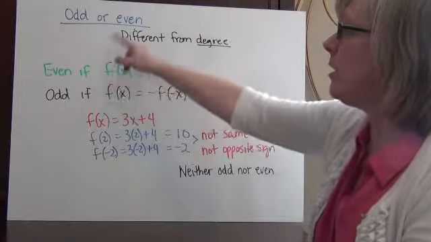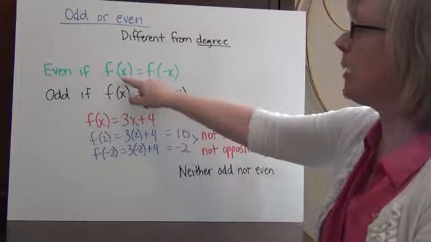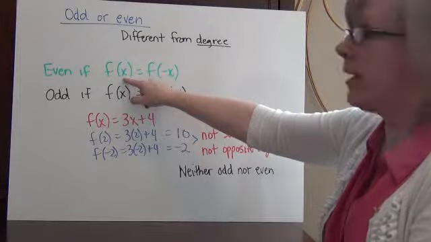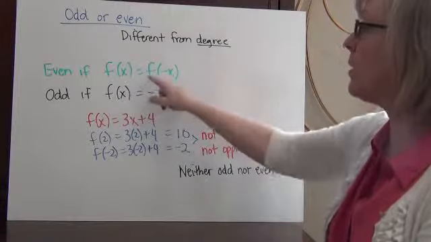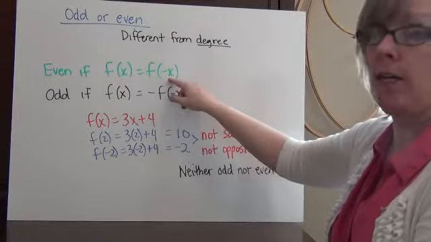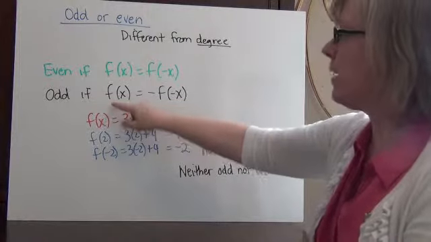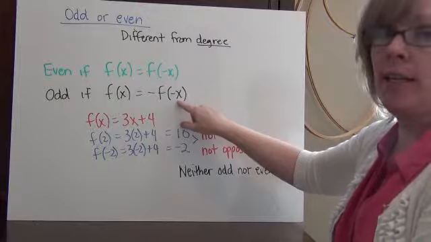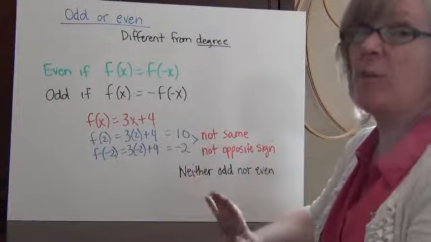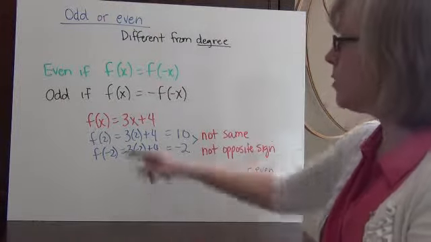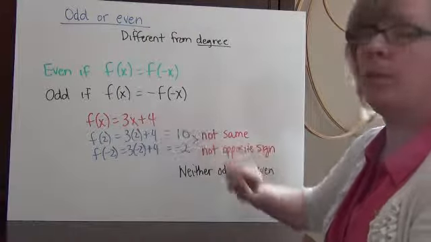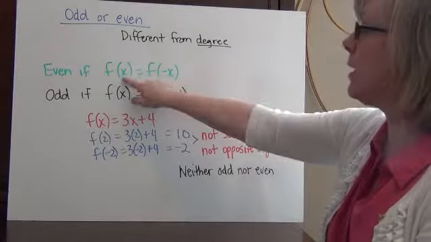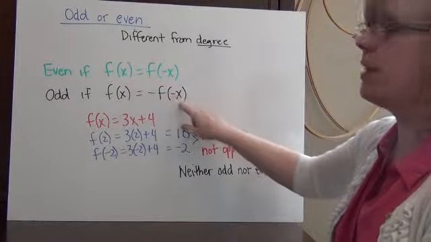So we call an equation or a function even if when I plug in an x, whatever value I want for x, I get the same number out as when I plug in a negative x. Okay? It's an odd function if when I plug in an x, I get the negative number when I plug in a negative x. So we need to look at what this looks like so you can have a better understanding. So here's a function, f of x equals 3x plus 4. So I decide on the number 2 and negative 2 because this involves me plugging in a number and its opposite.